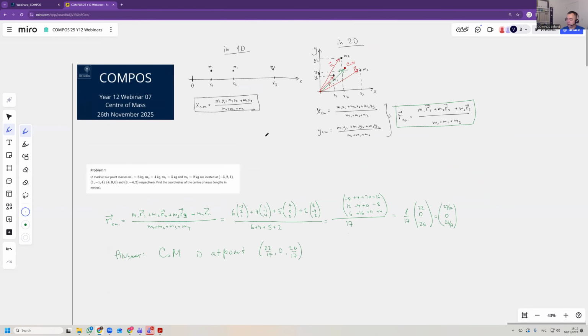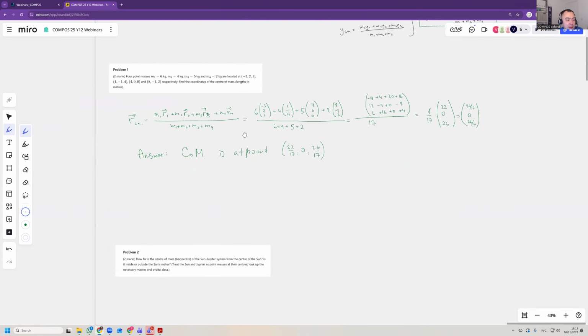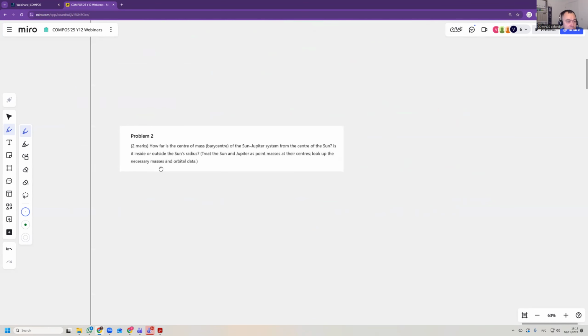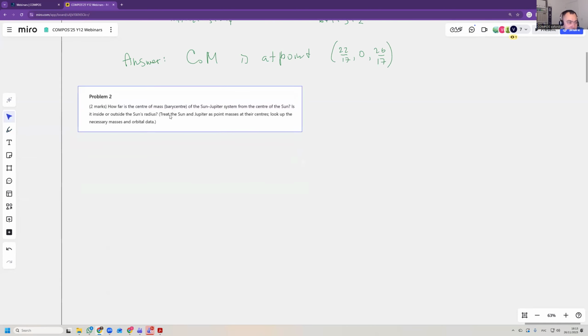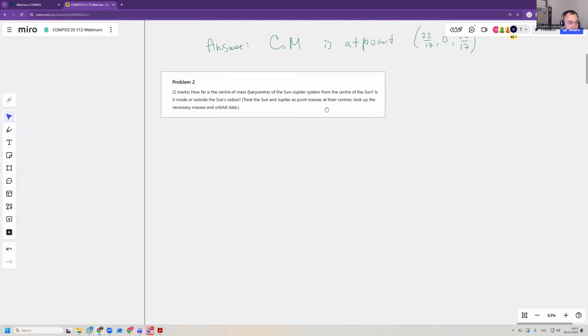So basically, to find the center of mass, you need to know the masses and where they are, the positions of the points. Okay, so problem 2. How far is the barycenter, the center of mass of the Sun-Jupiter system, from the Sun?